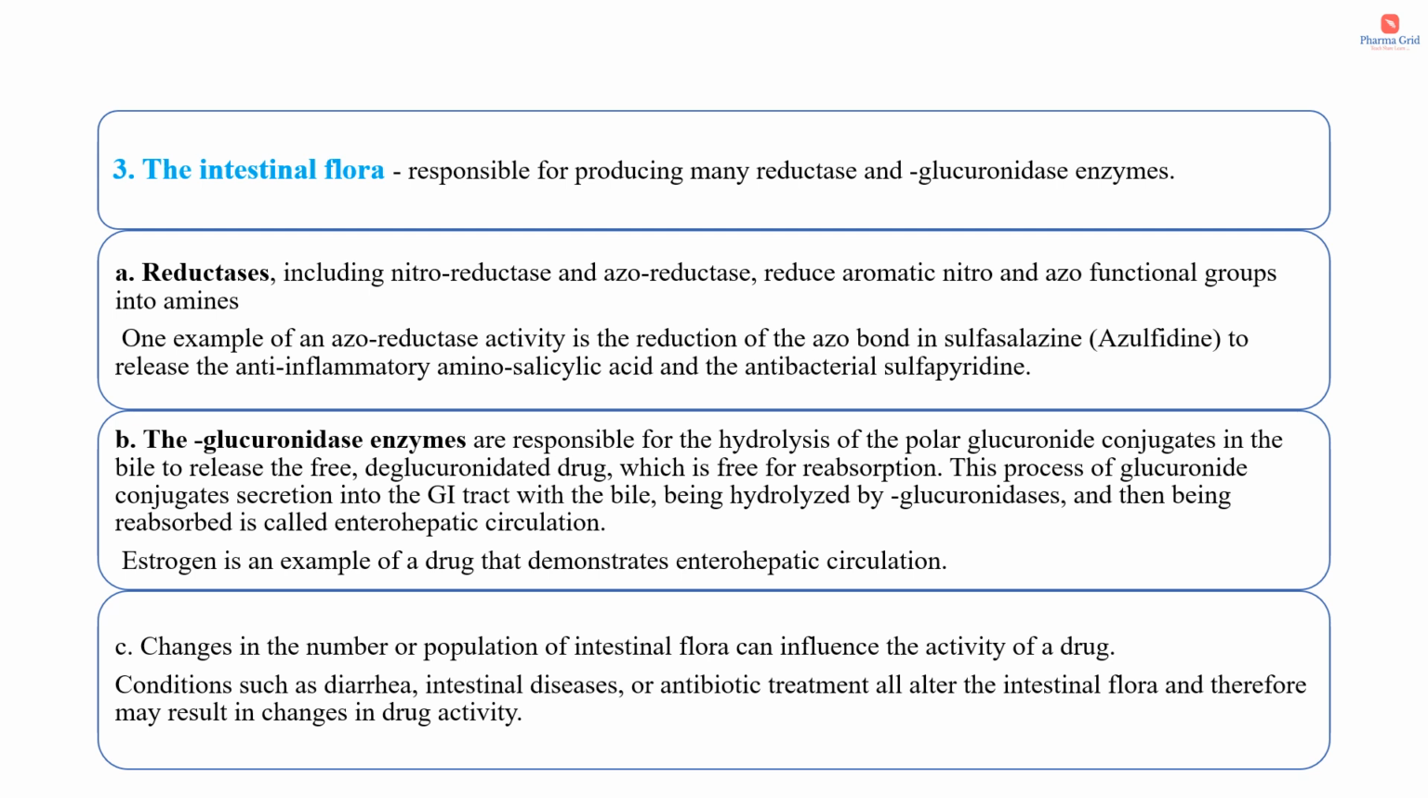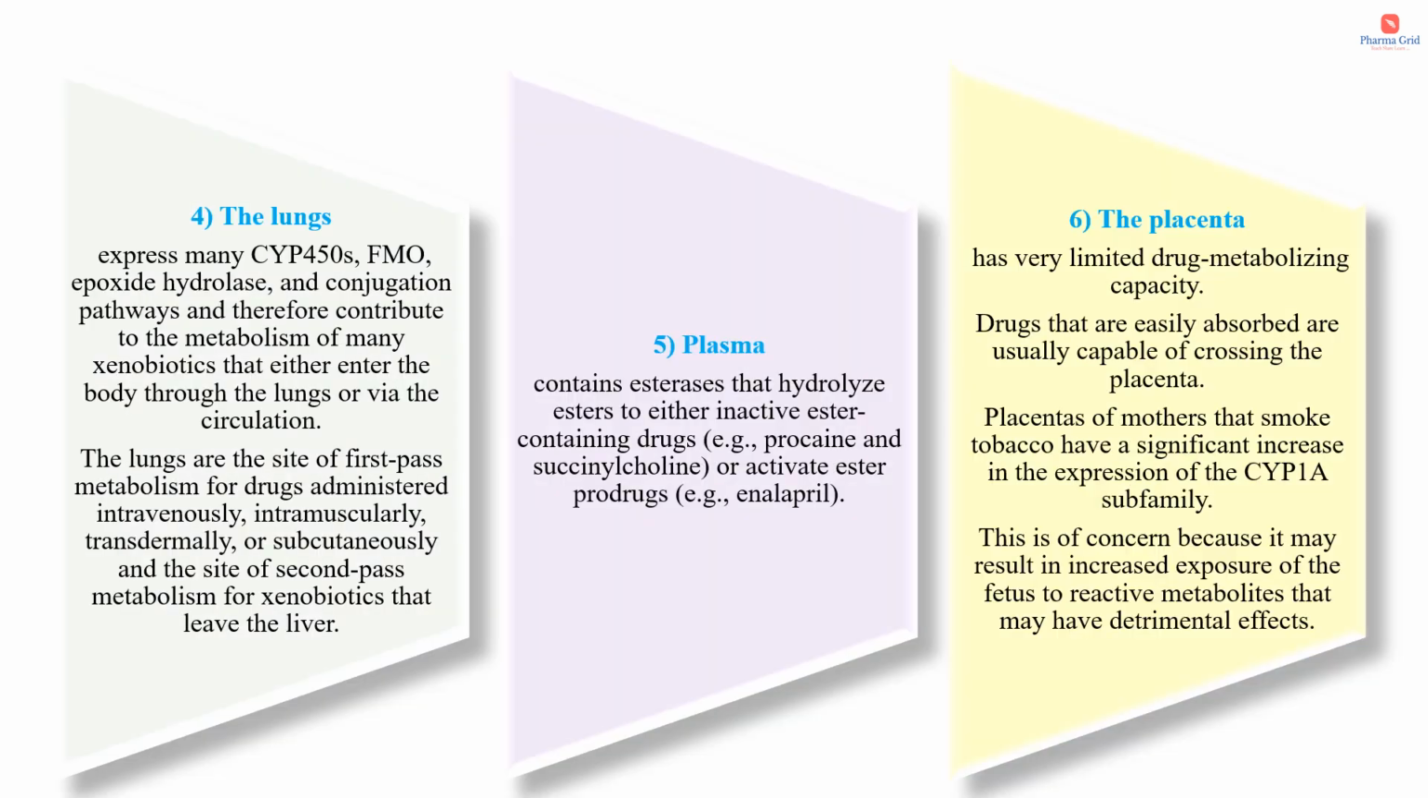Estrogen is an example of a drug that demonstrates enterohepatic circulation. Changes in the number or population of intestinal flora can influence the activity of a drug. Conditions such as diarrhea, intestinal diseases, or antibiotic treatment all alter the intestinal flora and therefore may result in changes in drug activity. So the fourth one is the lungs.